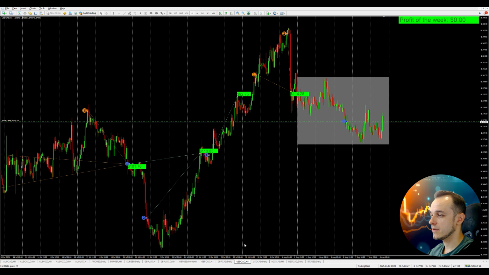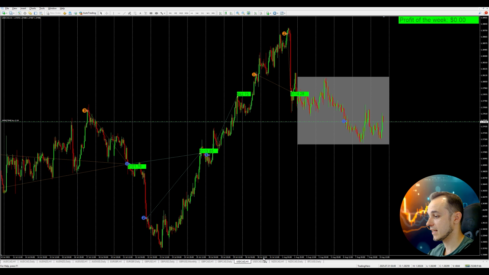The next currency pair is USD CAD. Here you can see that we opened only one trade. The market was consolidating on Monday, then we had this attempt to continue its growth on Tuesday, and then we fell down, and now we're consolidating lower than the opening of this week.